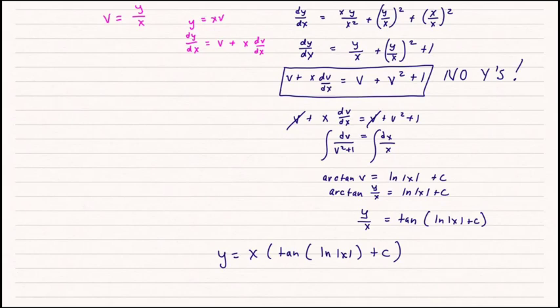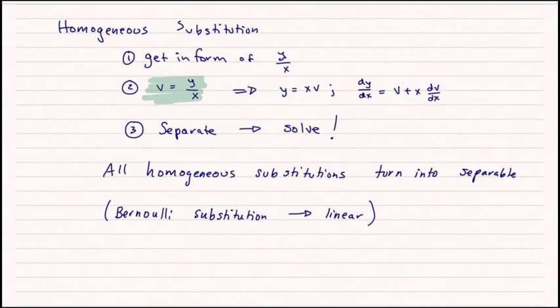Let's review what we've done. For homogeneous substitutions, the first thing that we do is get it in the form of y over x. Then, using the substitution v equals y over x, we go ahead and get that in the form of y equals x times v, and dy/dx is equal to v plus x dv/dx. That's using the product rule and the chain rule. These problems will always separate, and then we can solve them. All homogeneous substitutions turn into separable equations, which is something we know how to do. When we get to the Bernoulli substitution, that substitution will turn everything into a linear problem, which again we know how to solve.